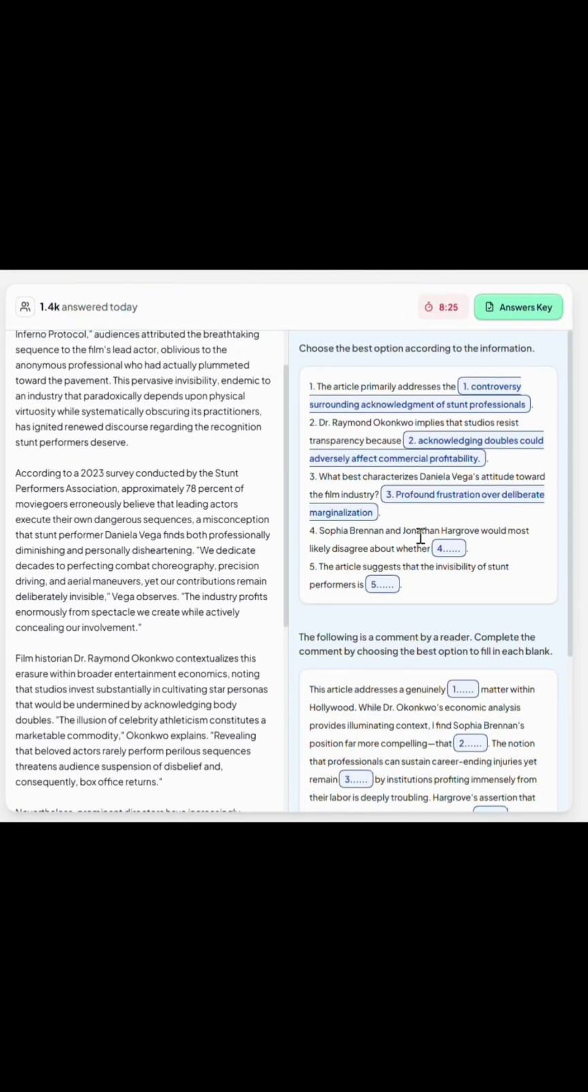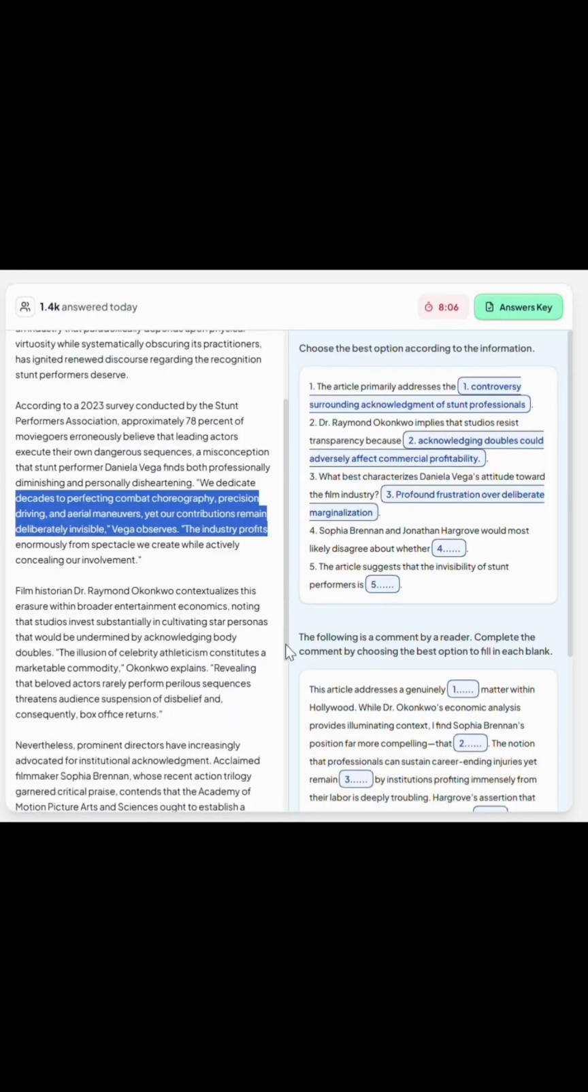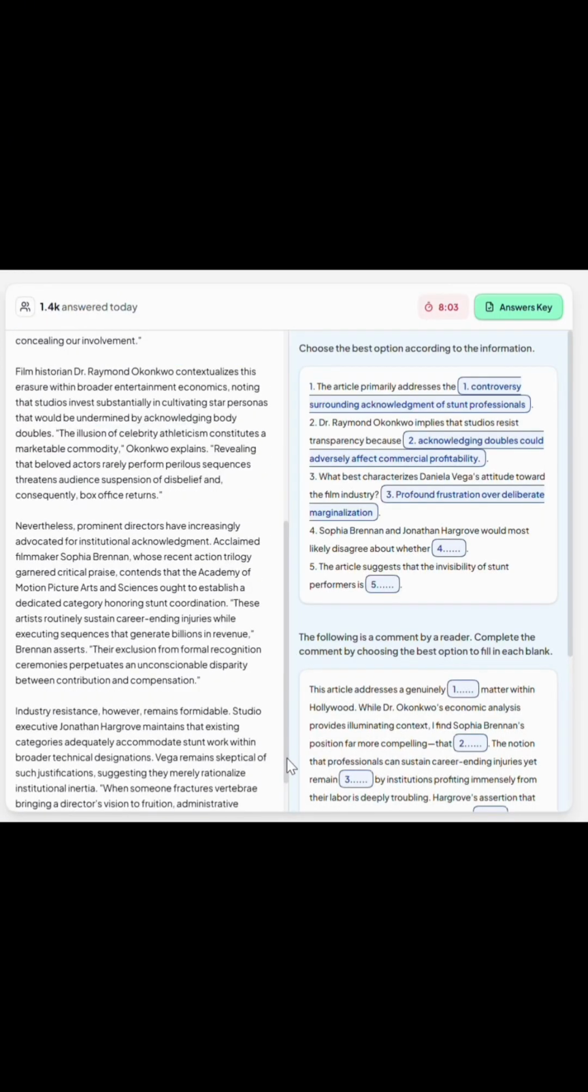So I read my next question and I identify two names, Sophia Benan and Jonathan Hargrove, and they're asking what they would agree about. That tells me already that they have differing opinions. So I know that their opinions are going to be in contrast to one another. I start searching for the name. I don't start from the beginning when I start searching for the name again because I've gone through the other part of the paragraph and I know that their names are not there. So I start searching here.